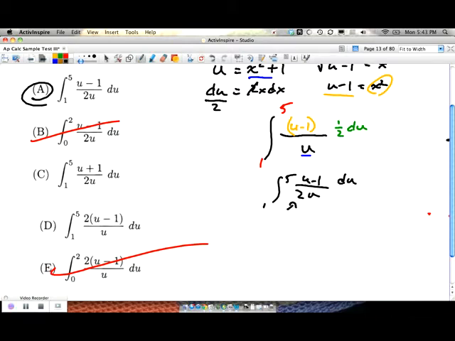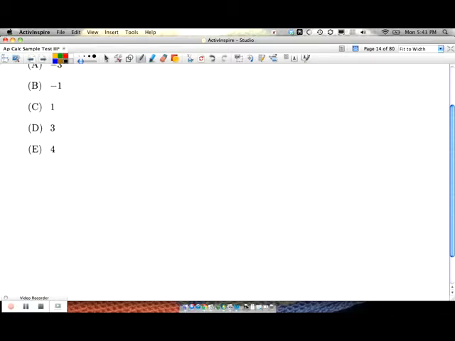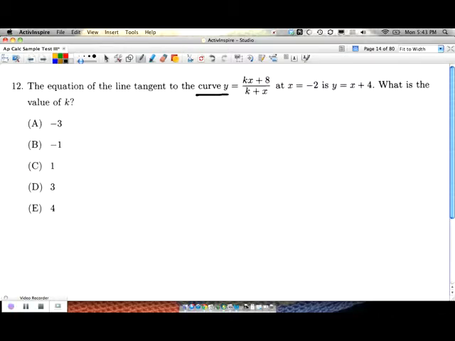Next. The equation of the line tangent to the curve is, at x equals 2, this. What's the value of k? Well, if I know that y equals kx plus 8, whenever I have a constant, I usually have to do whatever type of calculus operation it's asking me to do or implying for me to do. It's this tangent line. That means I need to find the derivative over k plus x.